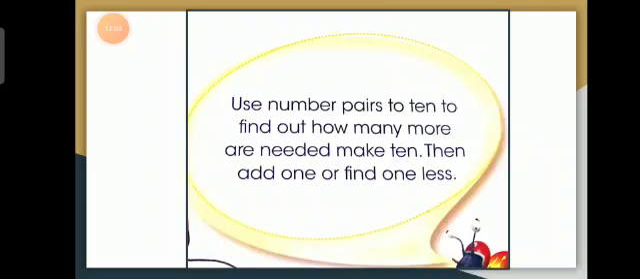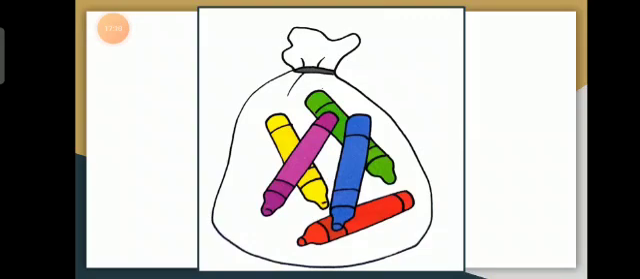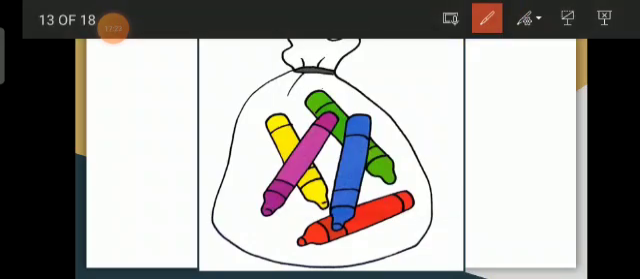Clear? Now remember, use number pairs to 10 to find out how many more are needed to make 10. Then add 1 or find 1 less. Okay, this is the first part. Let's solve with me. First, I'm going to draw a small line over here. And now I'm going to count crayons. 1, 2, 3, 4, 5. Okay, how many crayons are there? 5. So I'm going to write down the 5 over here. Plus, how many more do I need to make it 10? I need 5 more to make it 10.